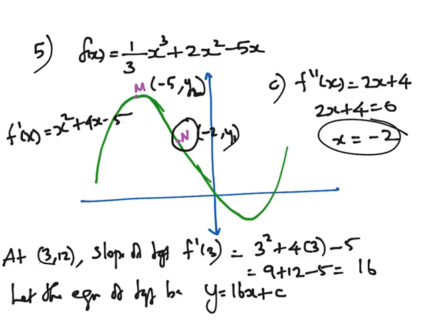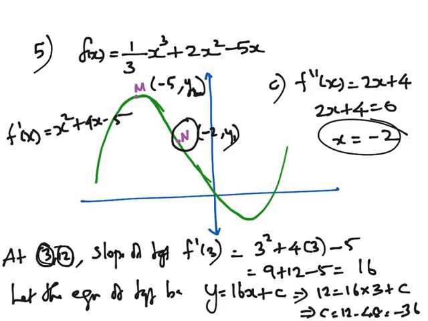Now how do we find that c? Very simple. You have x equal to 3 and y equal to 12. So you'll get 12 equal to 16 into 3 plus c, which will give me c equal to 12 minus 48, which is minus 36. So therefore the equation of tangent is y equal to 16x minus 36. Yeah, so I hope this problem number 5 is quite easy.